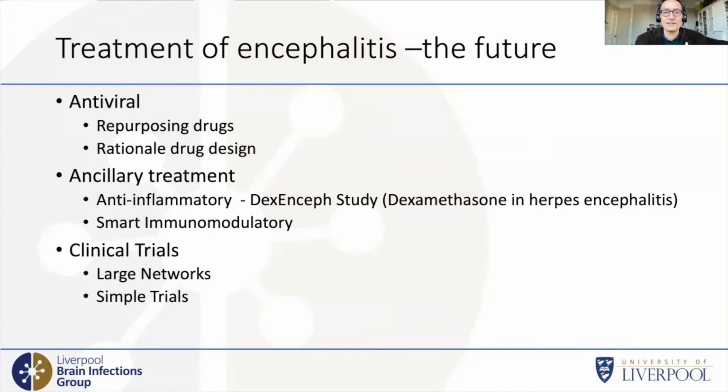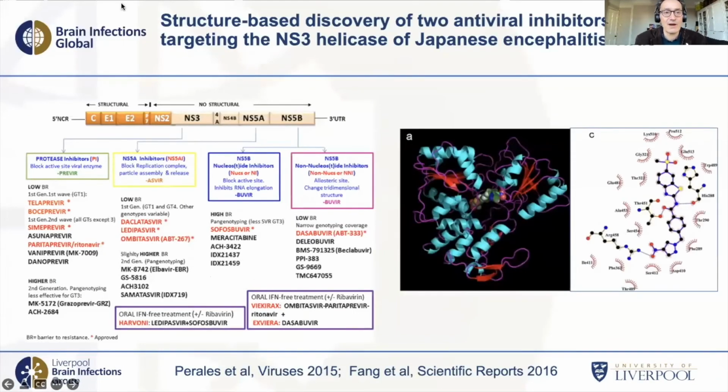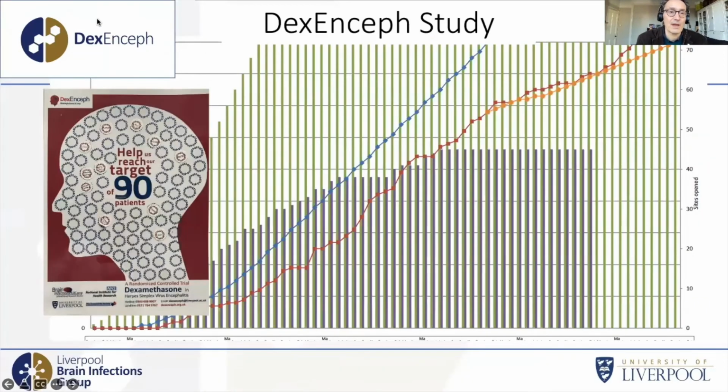And we can divide this into thinking about antiviral drugs, ancillary treatments, and then also thinking a bit about clinical trials, etc. So first of all, the antiviral drugs, there is scope clearly for discovery of new drugs, rational drug design based on what we know about the viral properties. So here's an example of antiviral inhibitors targeting the NS3 helicase protein of Japanese encephalitis virus, built on similar work for hepatitis C. I wanted to say a bit about treatment trials.